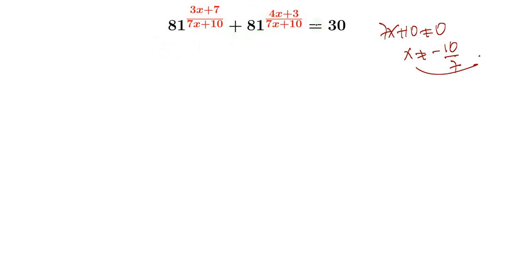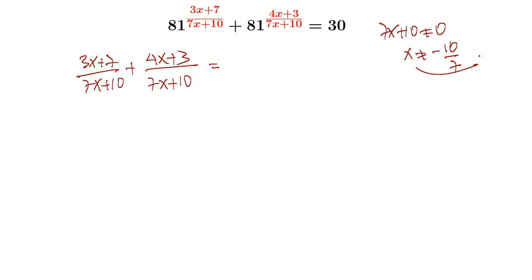Well, when you find this kind of problem, you have to analyze the powers, okay? Because the secret to solve this problem lies on the powers. So I'm gonna add the powers, and if I find a cool relation, I'm gonna go with that relation. Otherwise, I'm going to subtract the powers. So (3x plus 7) over (7x plus 10) plus (4x plus 3) divided by (7x plus 10).